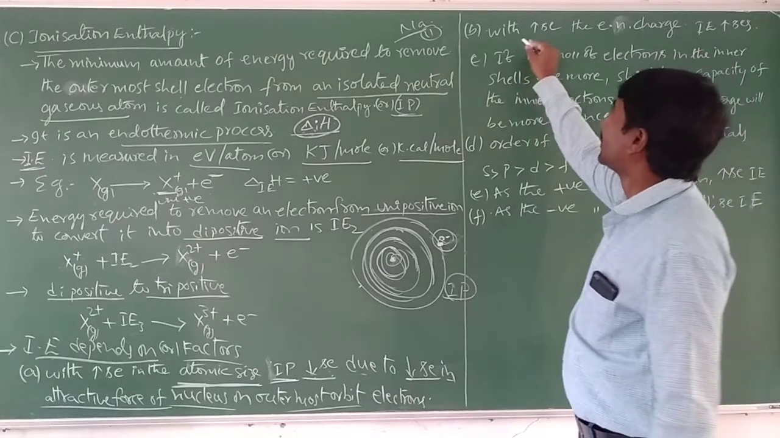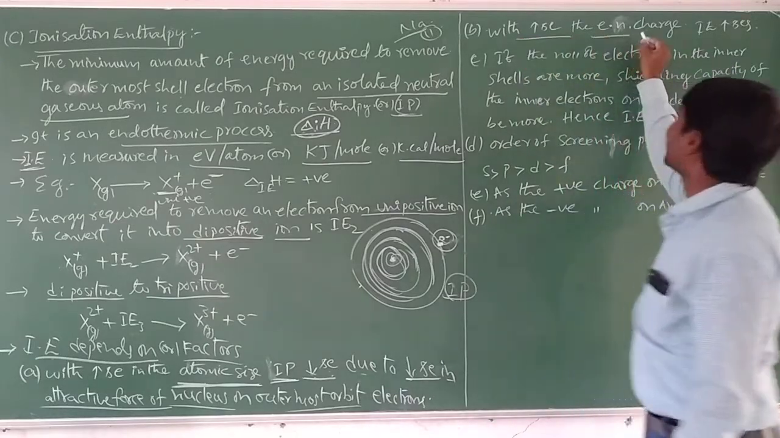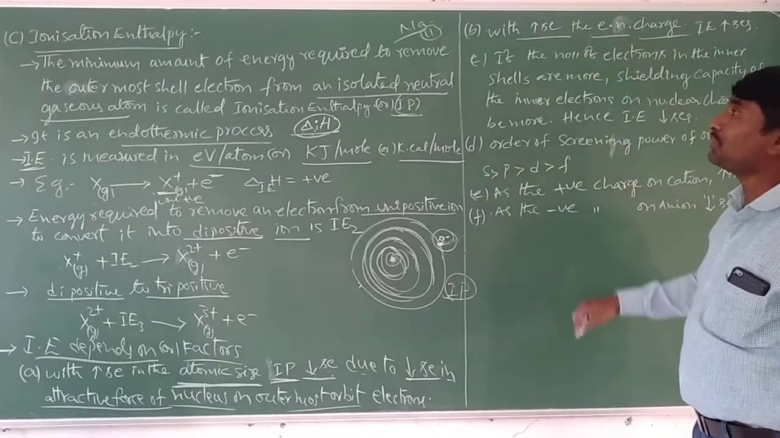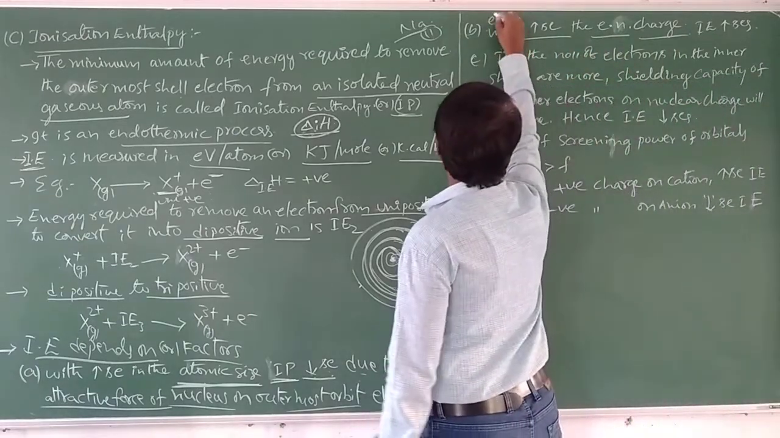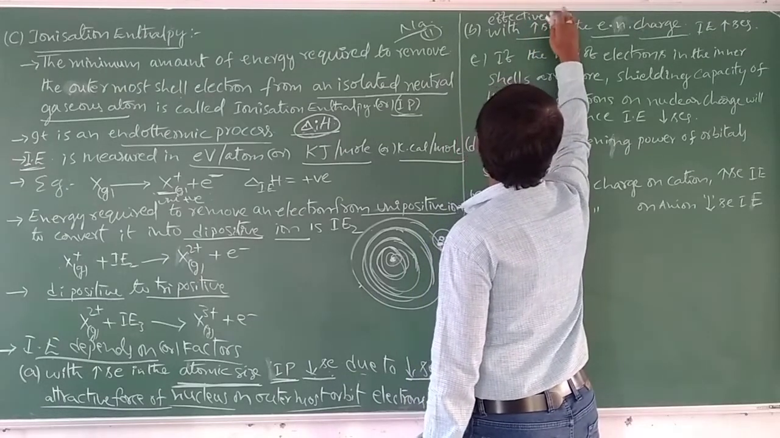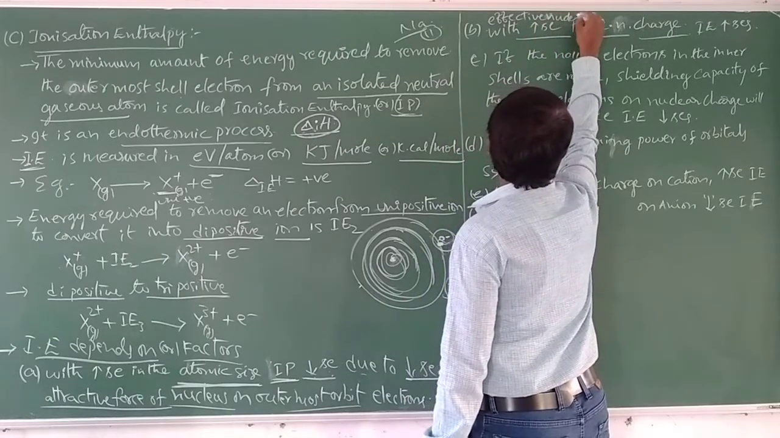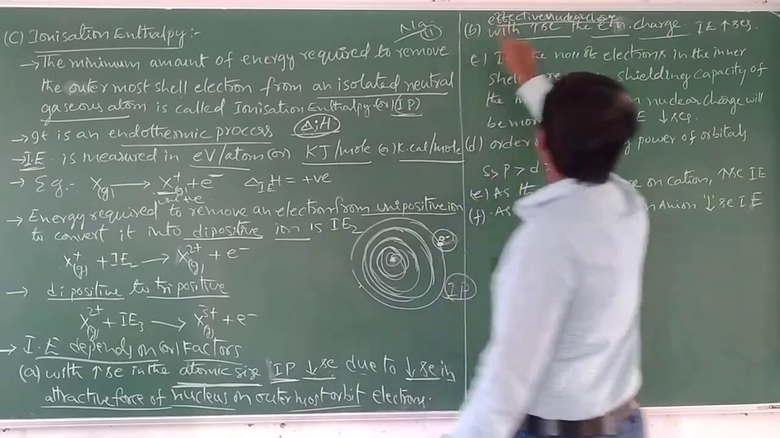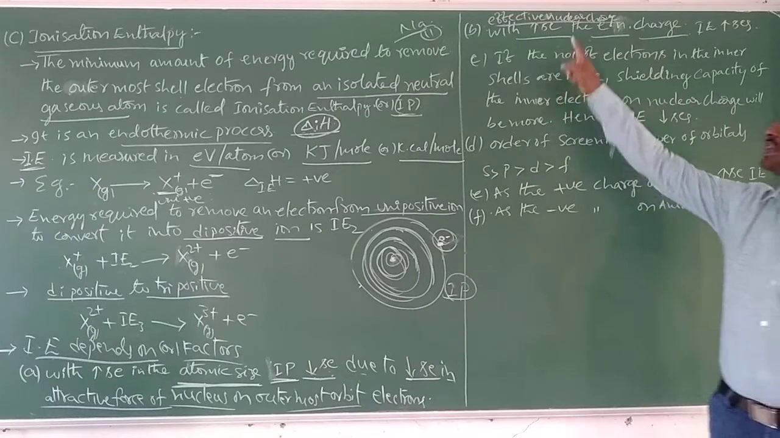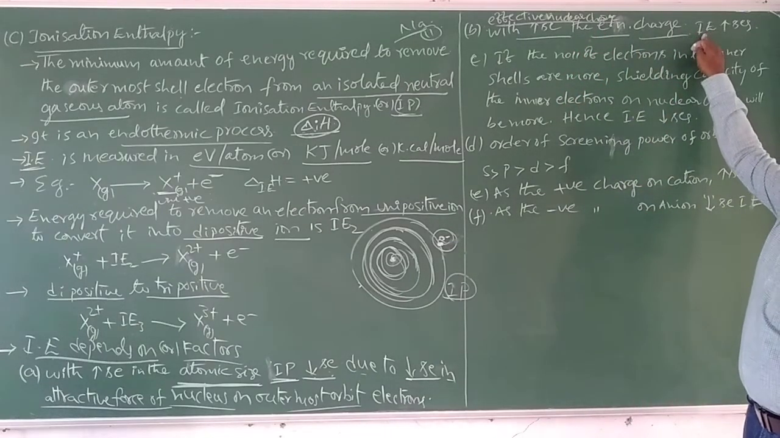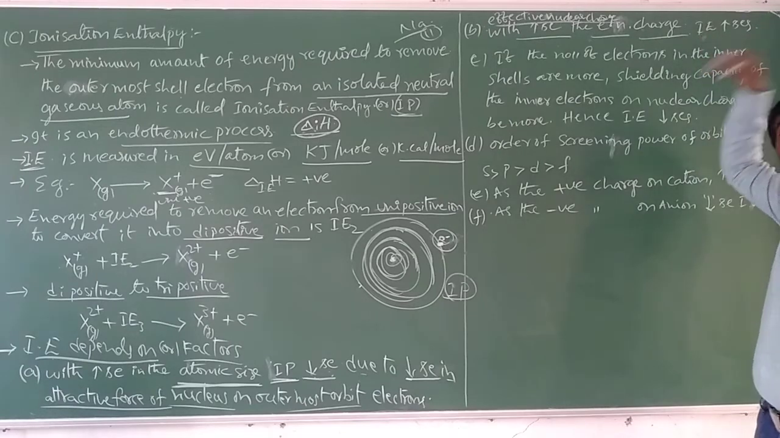And another one is the effective nuclear charge. With increase in the effective nuclear charge, ionization enthalpy also increases.